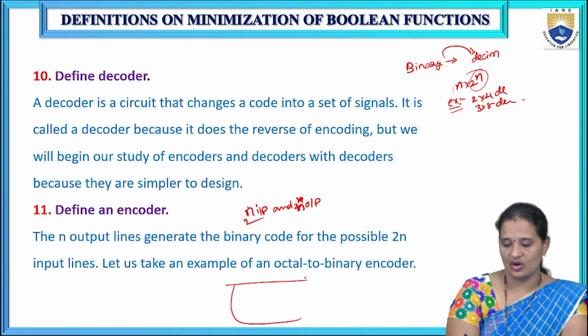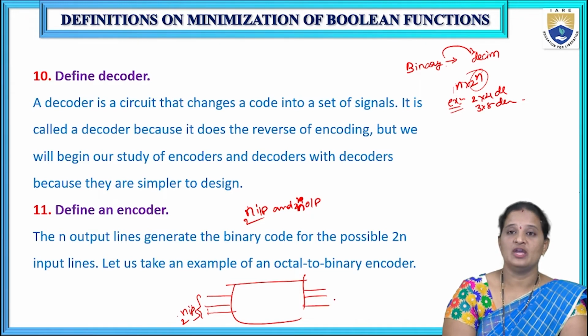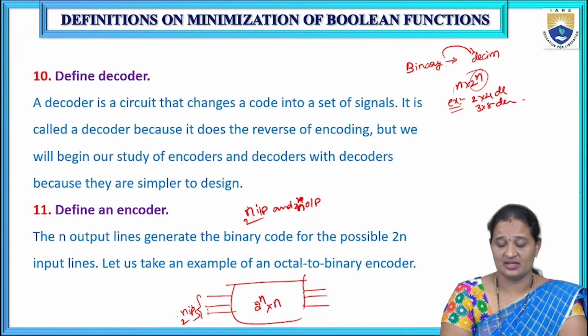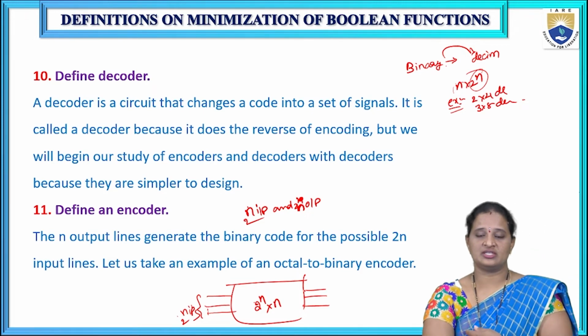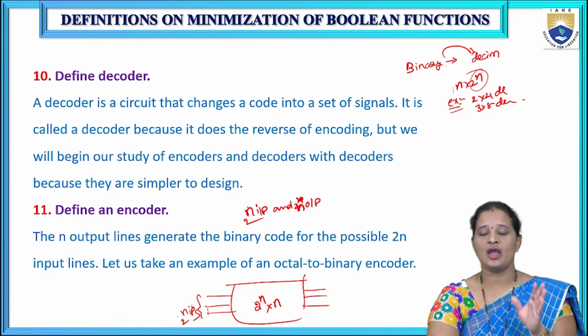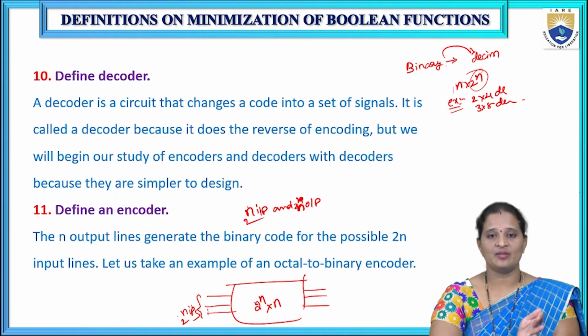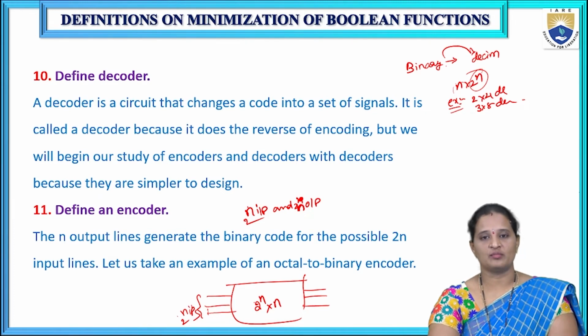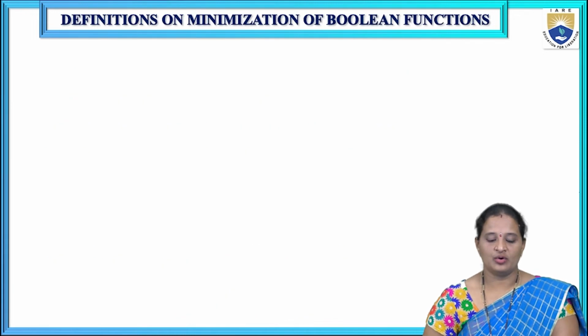So that is the logic circuit for this, given by this one and so on. 2 power n inputs, whereas n outputs we have. The given decimal data is going to be converted into binary data. So an encoder is a combinational logic circuit which converts the given decimal data into binary data and whose size is given by 2 power n by n, where 2 power n is the number of input lines and n is the number of output lines. So this is the encoder.